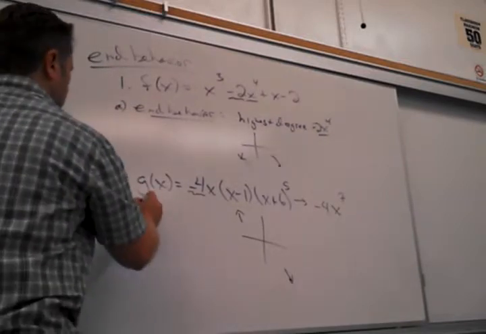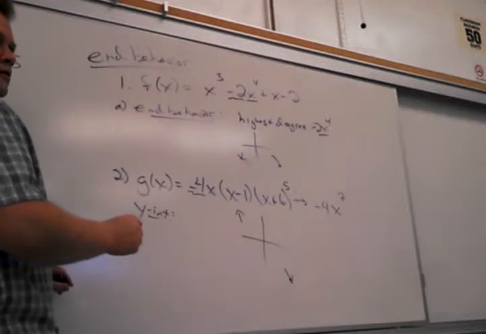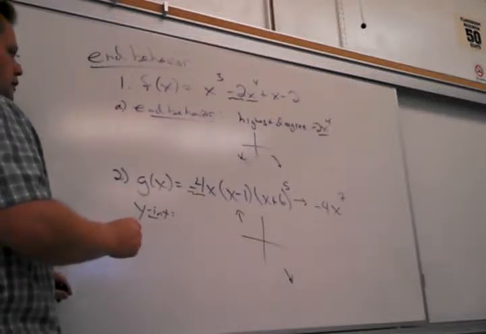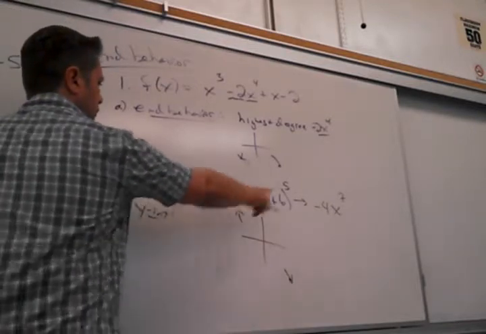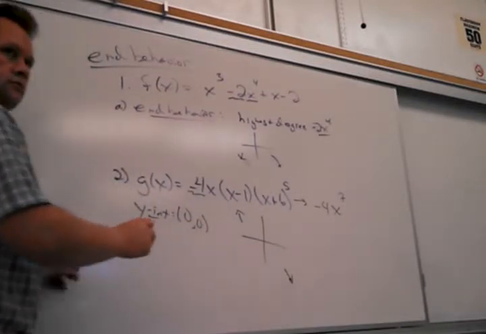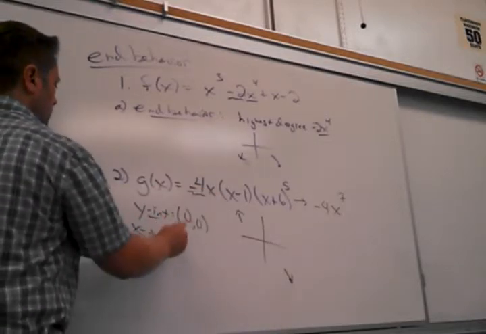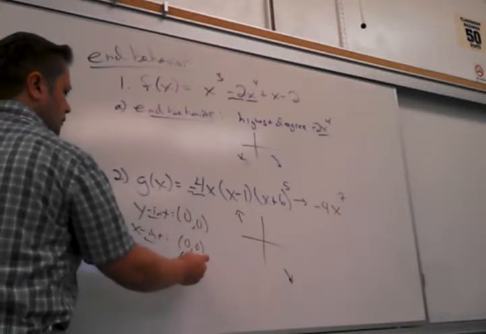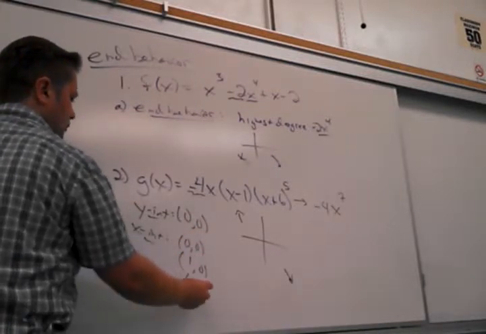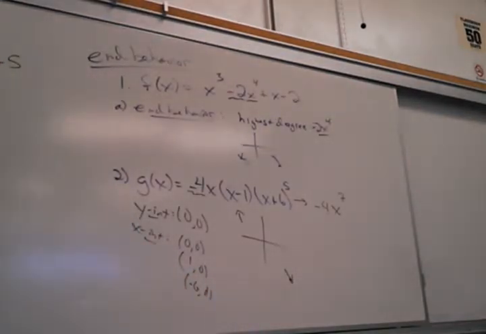What would the y-intercept of this be? Should be very little thinking required, because if you make x 0, it doesn't matter what else is going on, you get 0, because of that one term there. And the x-intercepts? 0, 0. Yeah, 1, 0. So negative 6, 0. Sweet. All right, good.